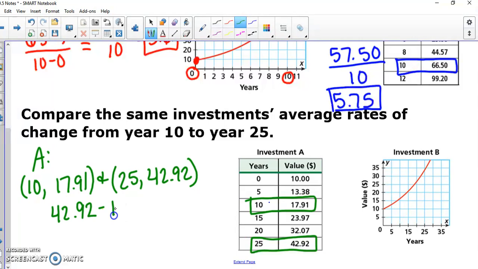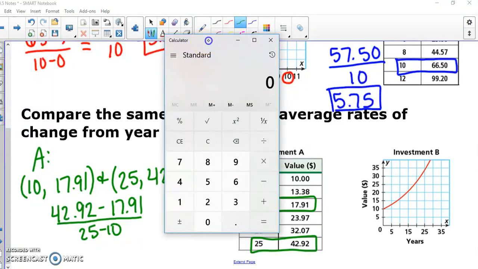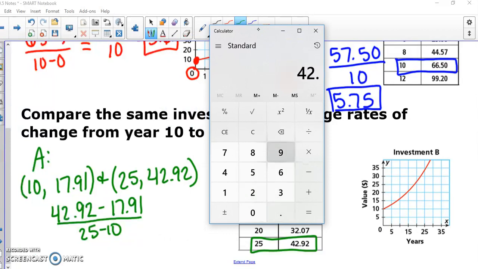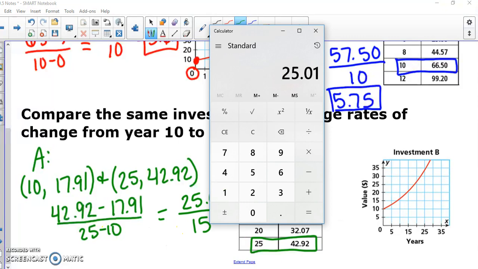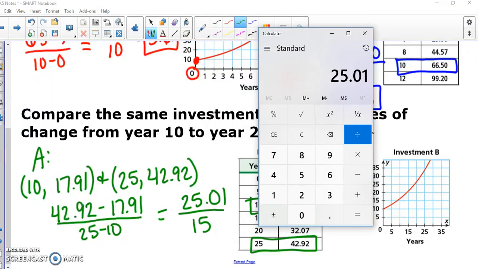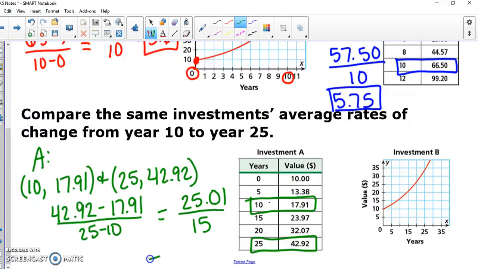Then I'm going to find my rate of change using my slope formula. So 42 minus 17 over 25 minus 10. I'm going to punch that into my calculator. 42 minus 17 gives me 25, over 25 minus 10 gives me 15. So I'm going to go ahead and divide that out. 25 divided by 15, my slope is approximately 1.67. That would be my rate of change for years 10 through 25.